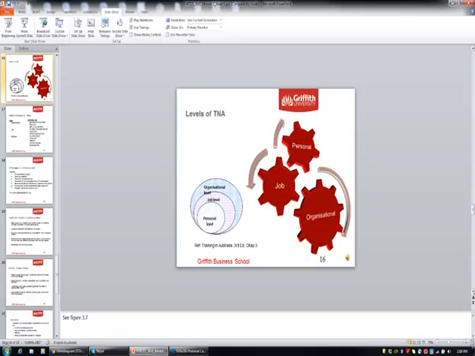So if you're getting customer complaints, it could be something to do with the way products are being brought in and sold to customers, for example. So just that awareness of, is it an individual need, or is it something to do with the job that maybe is quite complicated, or the organisation?